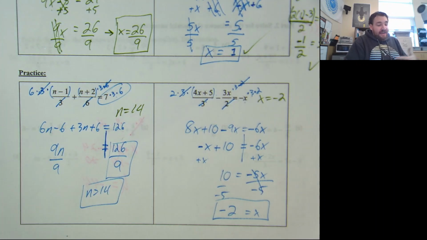So if you are unable to get to the point where x equals negative 2, I'm hoping you can see your mistake in there. If you can't, call me over. I'll take a look at it.